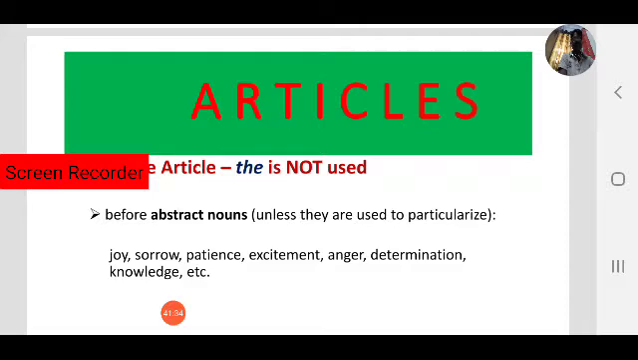Next, before abstract nouns, unless they are used in a particularized sense. Joy, sorrow, patience. Okay.